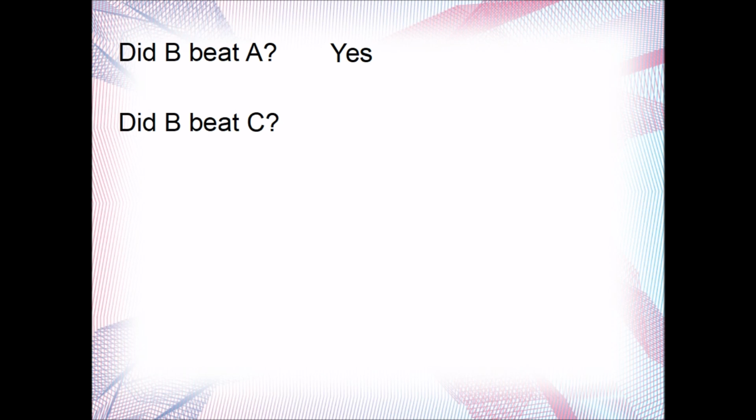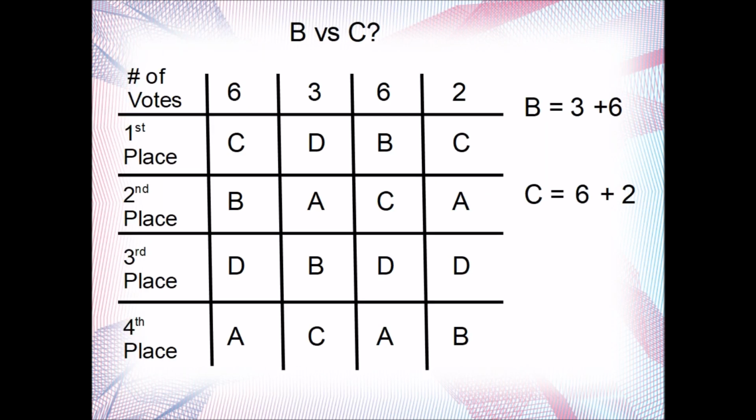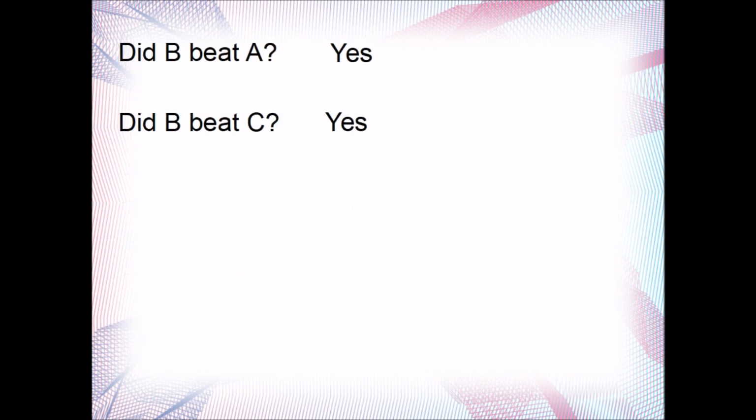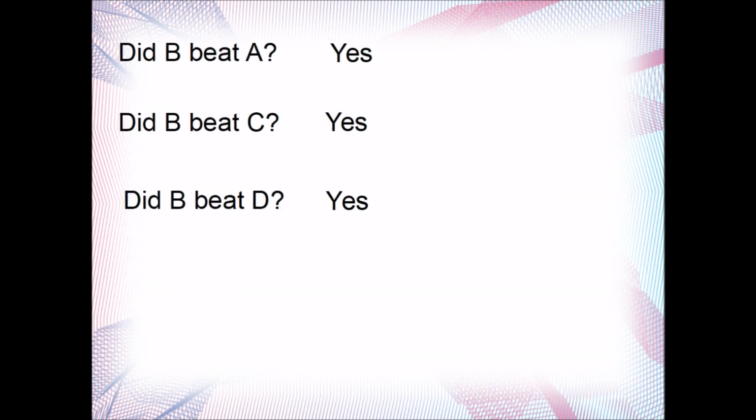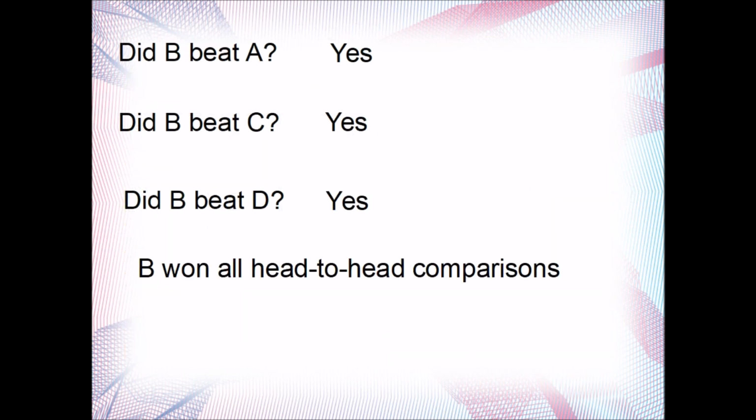Well, let's go back and look. B has 9, C has 8. 9 is more than 8. Yes, B won. Did candidate B beat candidate D? Let's go look. Let's see. 12 to 5. Yep. So now, candidate B has won every single head-to-head comparison. Now we can declare that candidate B is in fact the Condorcet winner.